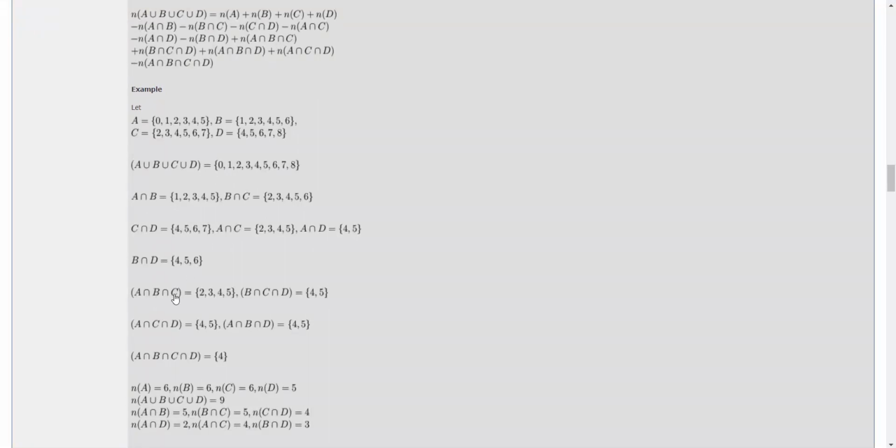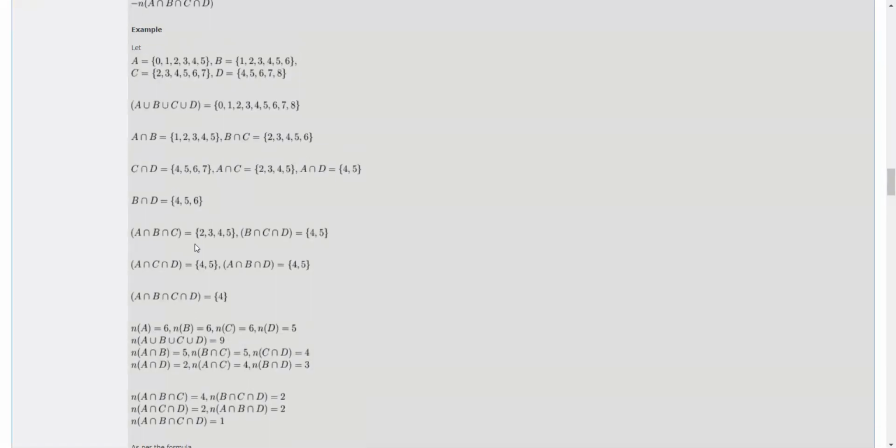A intersection with B intersection with C. So A intersection with B, we have 1, 2, 3, 4, 5. Intersection with C, we have 2, 3, 4, 5.